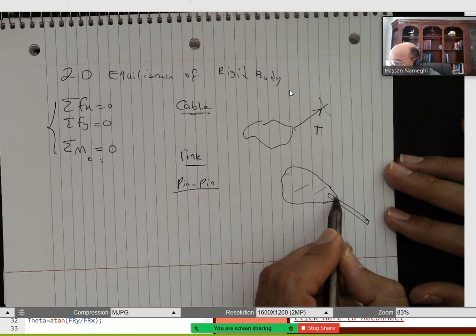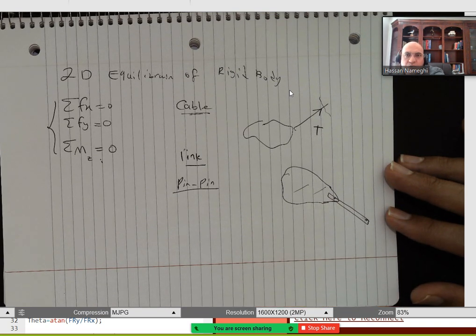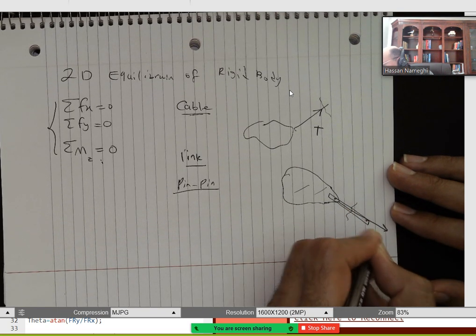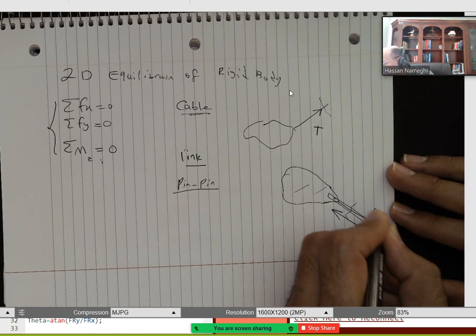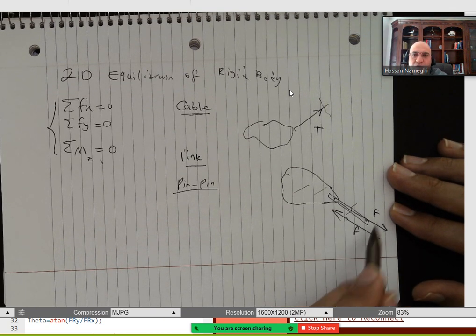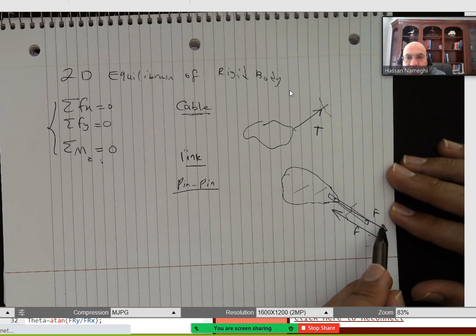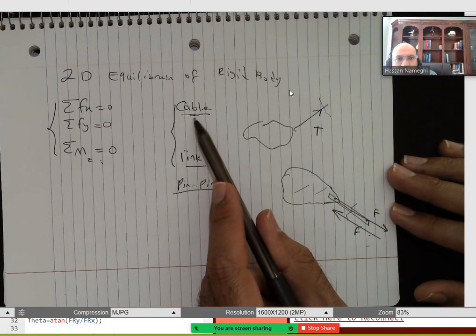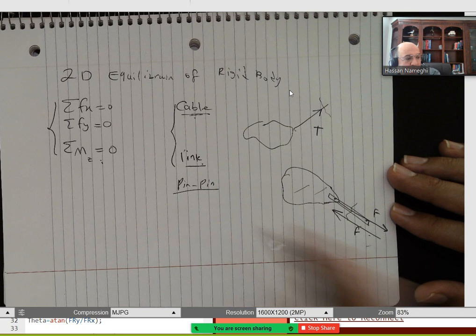Remember, link allows the rotation, and it has only one force. So I can replace this with one force, either this way or the opposite way. Again, I don't know if the force is in tension or compression, but whatever way you put it, you are correct. In our calculation, if you get a negative answer, it means the direction was the opposite way. So this is the first group of supports, either a link or a cable.